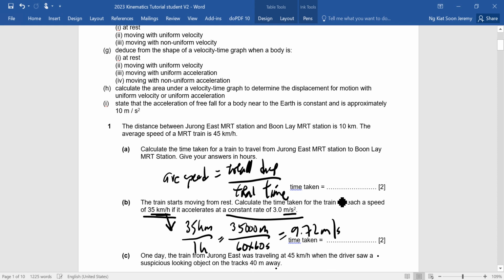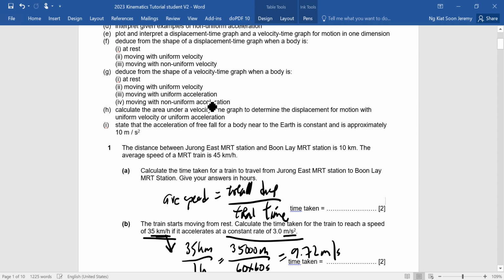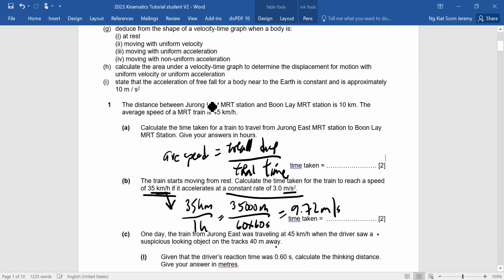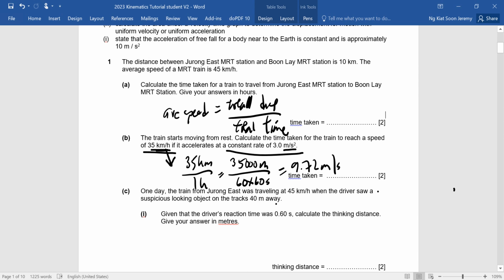My formula for acceleration generally is a equals v minus u over t, so I'll just apply that. The acceleration is 3. The final speed is given as 9.72. The initial speed is 0 because I start from rest. And the time taken, I will look for it, and it's something like 3.24 seconds.